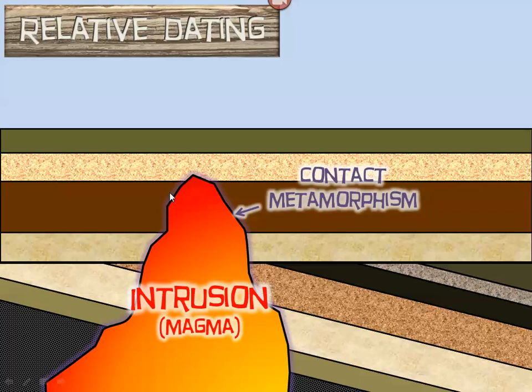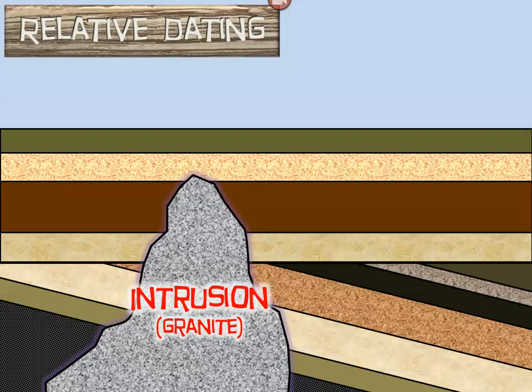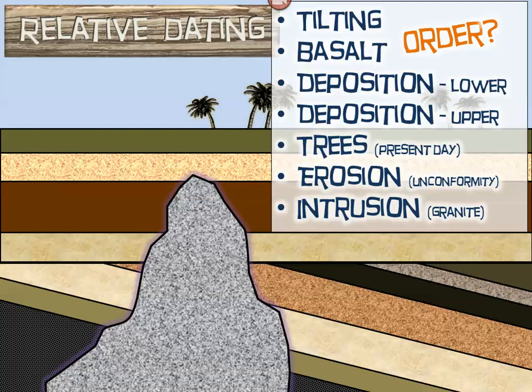And as an intrusion cools, it cools and forms granite usually, because granite is formed intrusively underground and has larger crystals because it has more time to cool and grow those crystals. It takes a while for it to cool. And what we can try and do then is look at this cliff. Imagine we're looking at the side of a large cliff here. We can try and put all these things in order. What happened first? What happened second? What happened third? So I would challenge you to pause the video right now and try and list these things, these seven events, in order, and then we'll go over them.